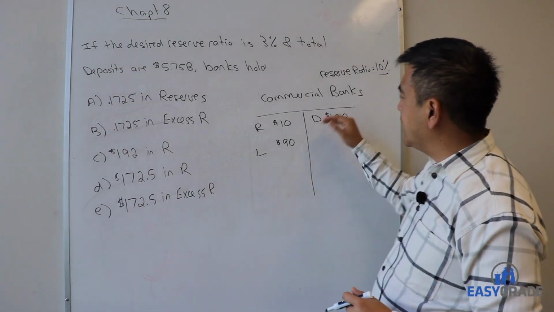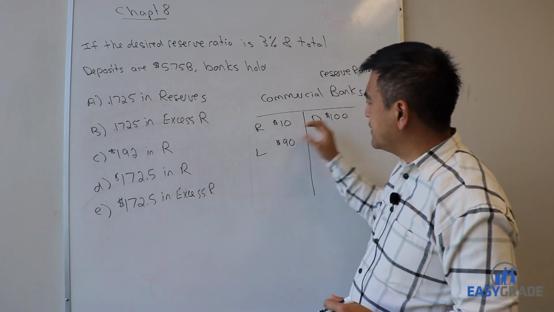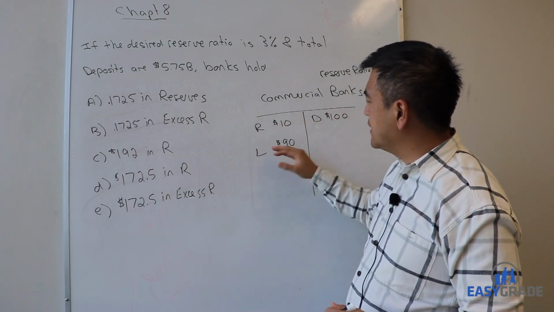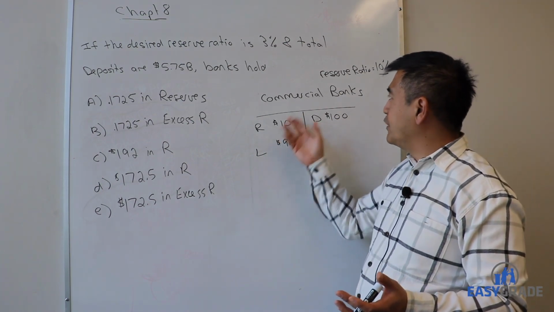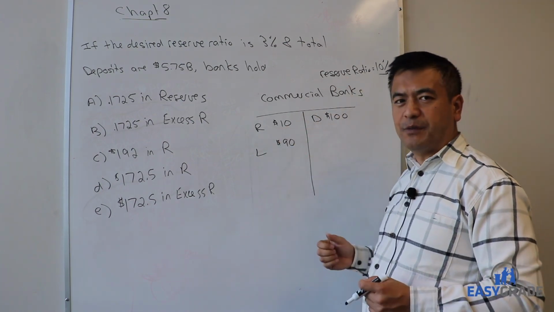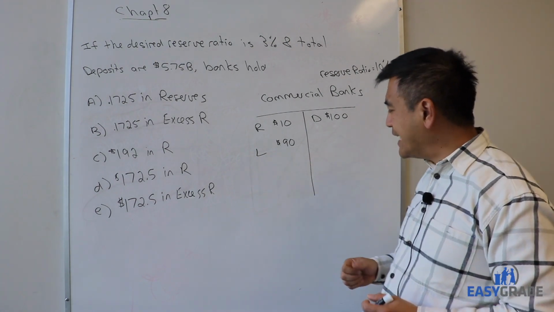So that means deposits are a liability of the banks, while reserves and loans are the assets. If the deposits are 100 in equilibrium with a reserve ratio of 10%, the reserves will be 10 and they'll loan out the rest of 90.